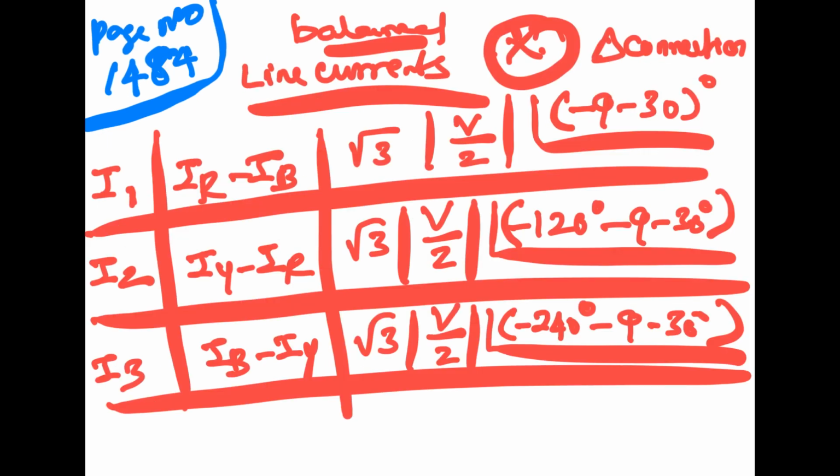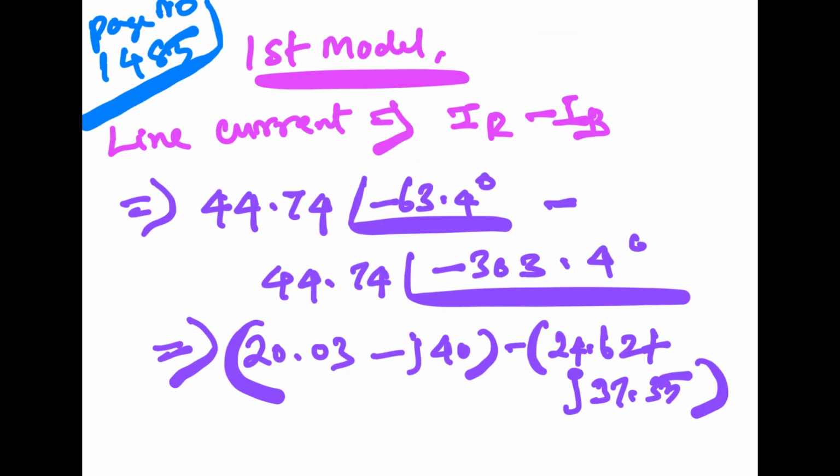I have given tabulations for delta connection balanced load. I1 is the phasor difference IR minus IB, which is root 3 modulus of V divided by Z angle of minus phi minus 30 degree. I2 is the phasor difference of IY and IR, that is IY minus IR, root 3 modulus of V divided by Z angle of minus 120 minus phi minus 30 degree. I3 is the phasor difference of IB and IY, or IB minus IY. I3 is root 3 modulus of V divided by Z angle of minus 240 degree minus phi minus 30.